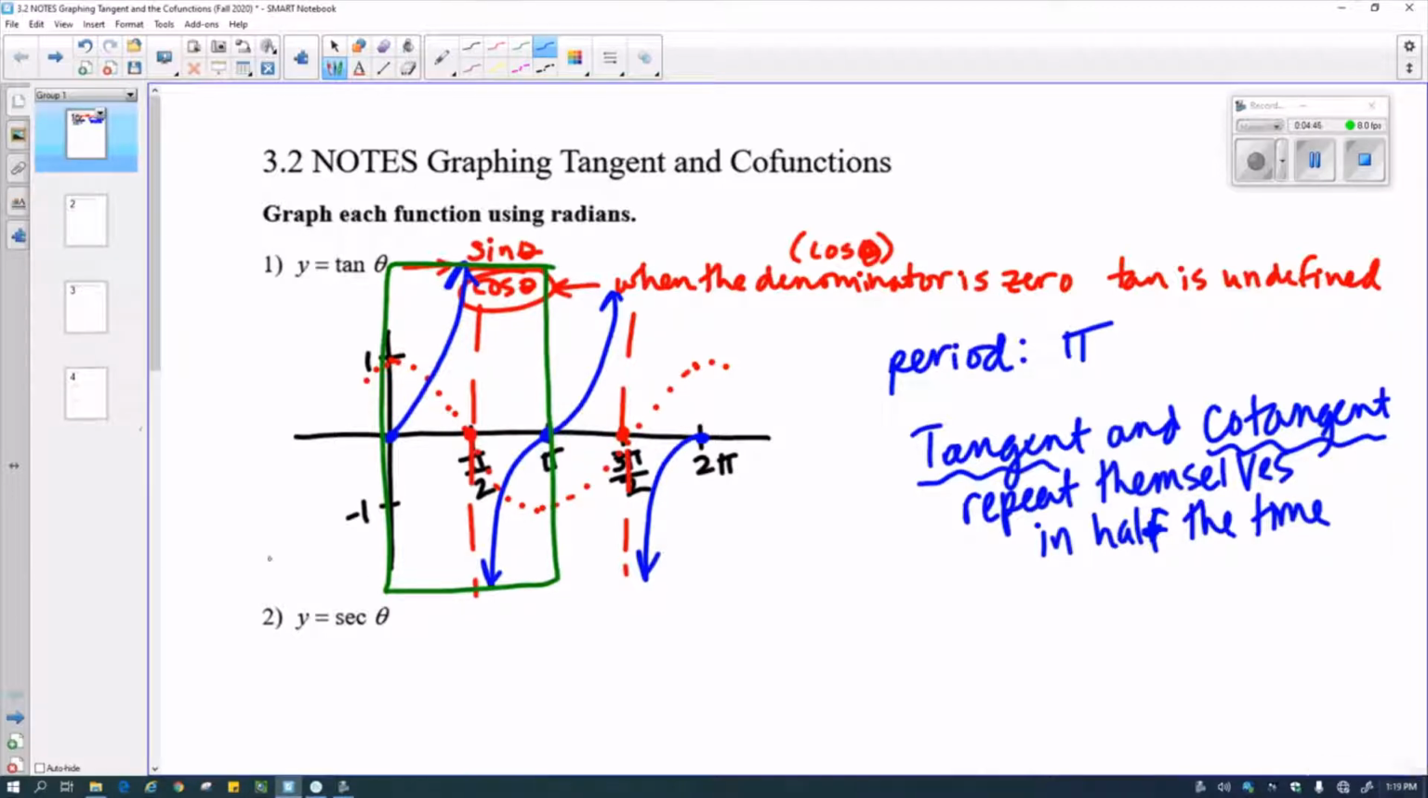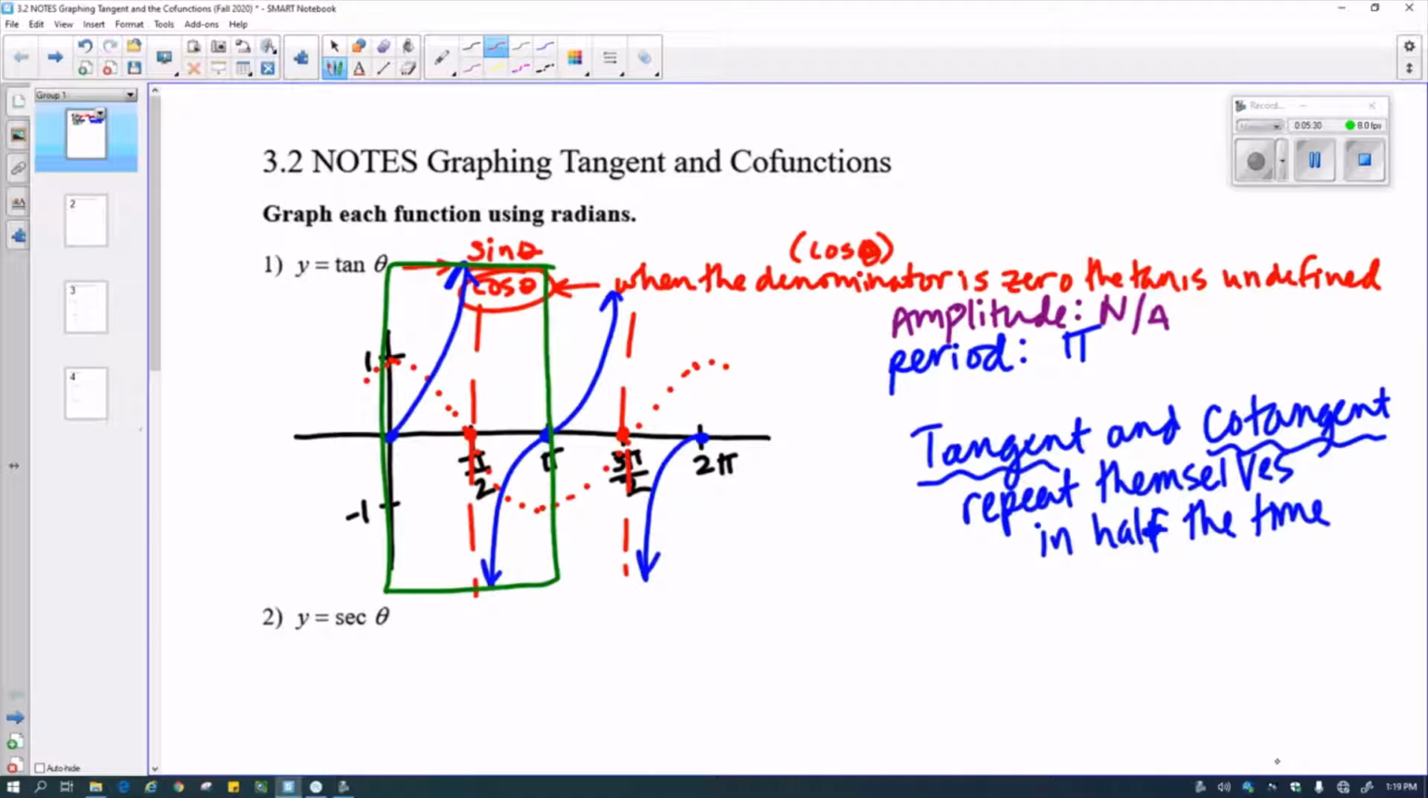When we talk about amplitude on this graph, I brought that up a little bit earlier. Remember the amplitude is how far the graph is from the center. If you look at this graph, it rises infinitely and drops infinitely, and therefore the amplitude, I say, is not applicable. So I just do an NA on that one, not applicable. When the denominator, in this case cosine, is 0, the tangent is undefined.